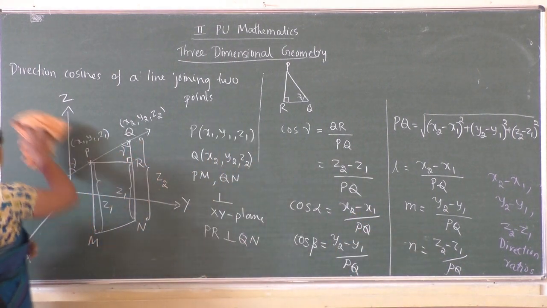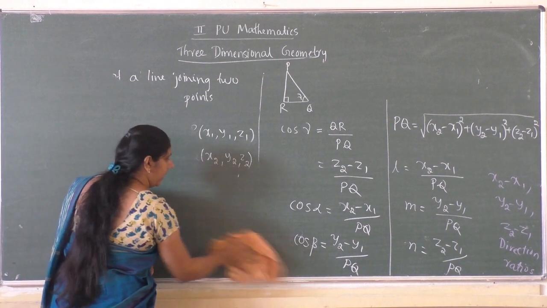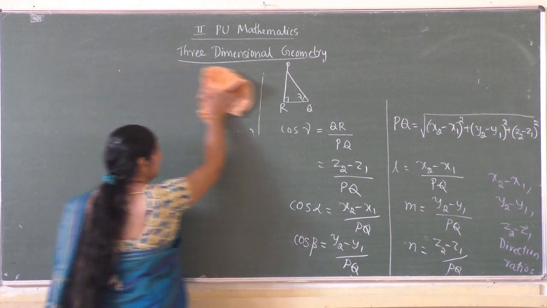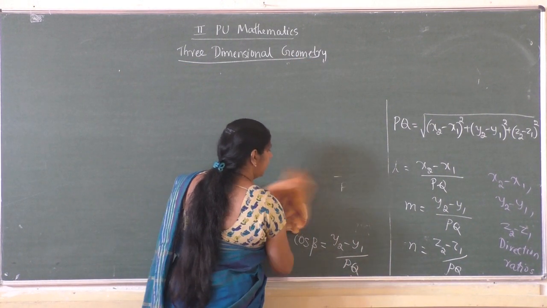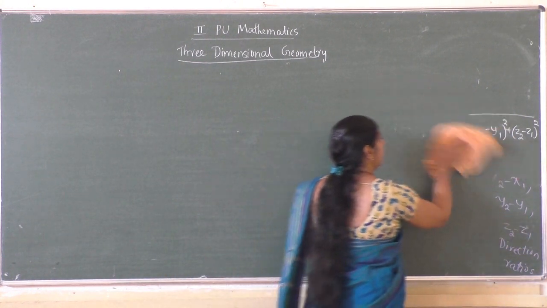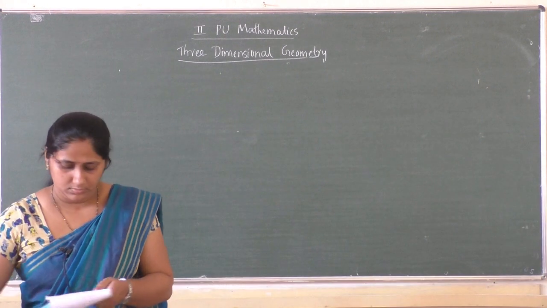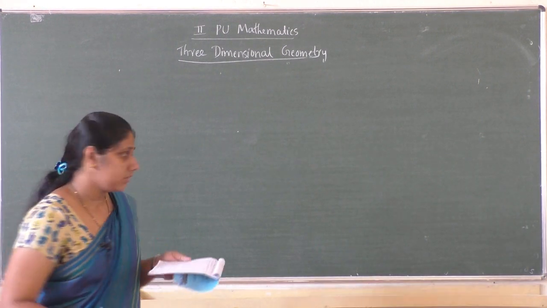So in this class we studied direction ratios, direction angles, direction cosines of a directed line, and also direction cosines of a line joining 2 points. Now let us do some problems.